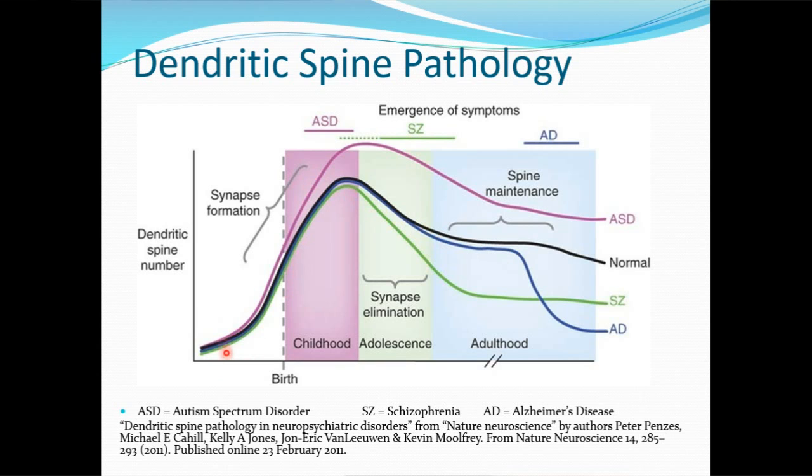Now let's look at people with Alzheimer's disease. They follow very much a normal curve until your old age, and then they drop off significantly.